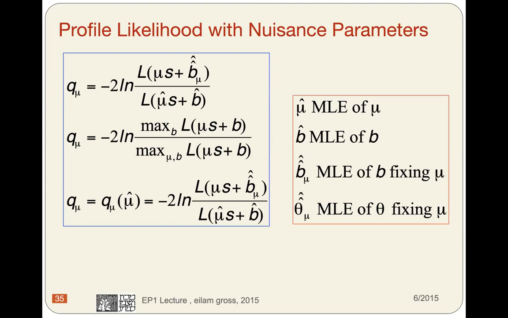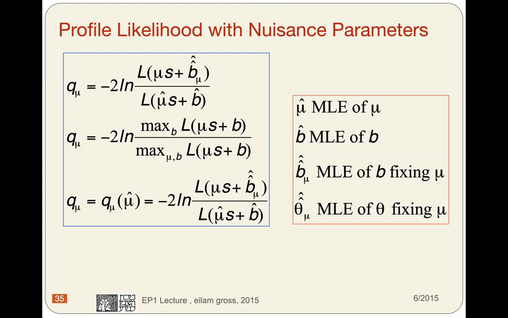Now, if the tested mu is very close to the observed mu, which is given by mu hat, mu hat is the mu which gives me the maximum likelihood. Look at the third row. All the rows are equivalent. If you look at the third row, the denominator is L of mu hat, S plus B hat, which means that I scan and find the mu and the B which maximize the likelihood. So this is the measured mu by the data, the signal strength that the data actually likes the most, which gives me the maximum likelihood.